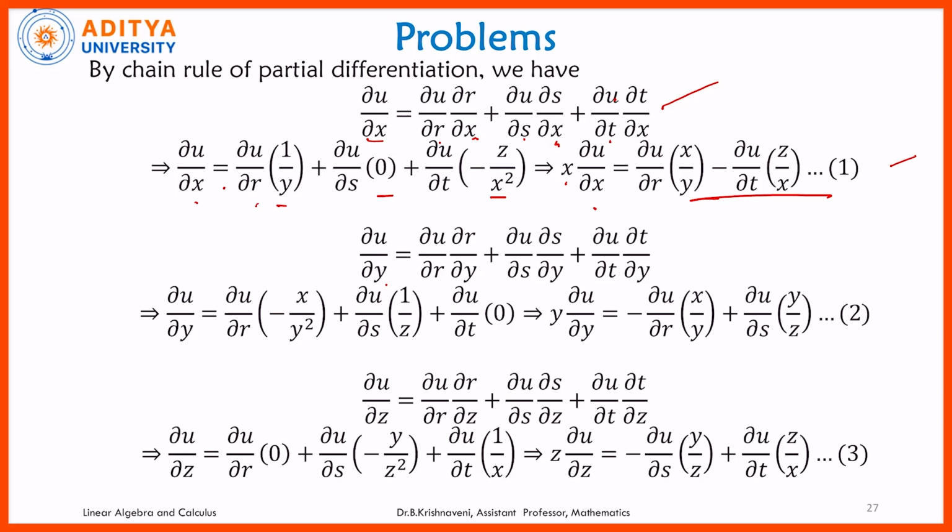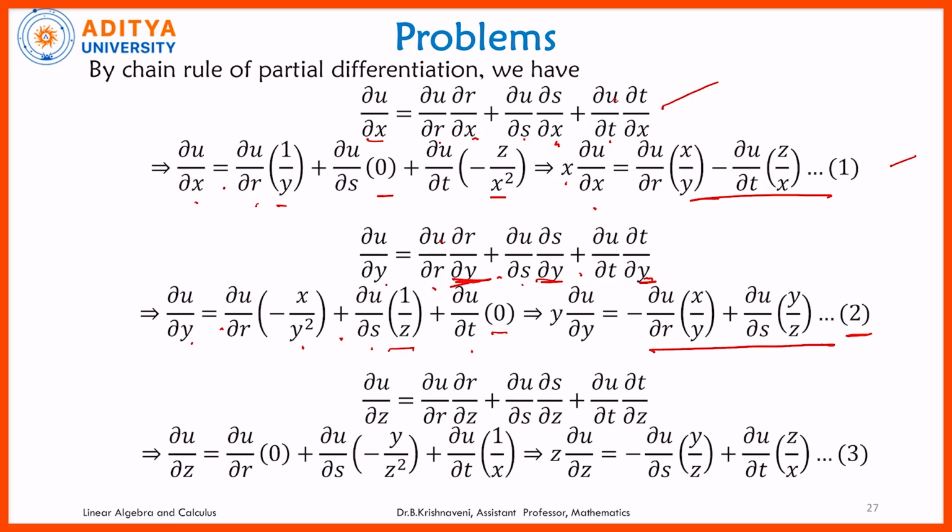Next, what is dou u by dou y? Dou u by dou r into dou r by dou y plus dou u by dou s into dou s by dou y plus dou u by dou t into dou t by dou y. That gives dou u by dou y is equal to dou u by dou r into minus x by y square, that is dou r by dou y, plus dou u by dou s into substitute dou s by dou y, that is 1 by z, plus dou u by dou t into dou t by dou y, whose value is 0. And so y dou u by dou y is minus dou u by dou r into x by y plus dou u by dou s into y by z. Let us represent that with the second equation.